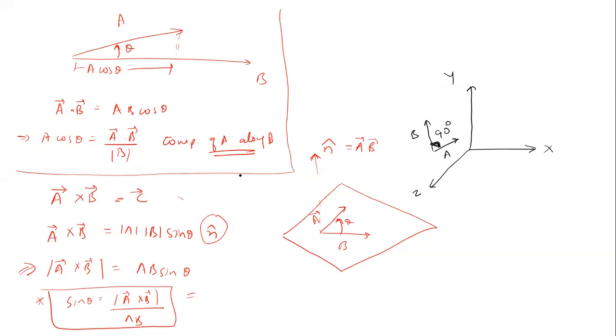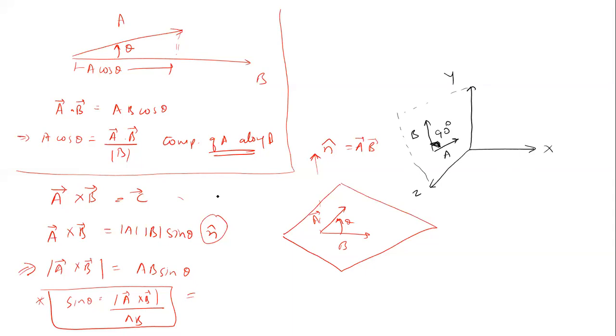Direction of A cross B. Both the vectors are in the yz plane. Can you find the direction of A cross B? Are you getting this or not? This is a three-dimension plane. I have two vectors in the yz plane. Can you tell me in which direction A cross B will be there? Towards positive x direction. Very good. Towards positive x direction.